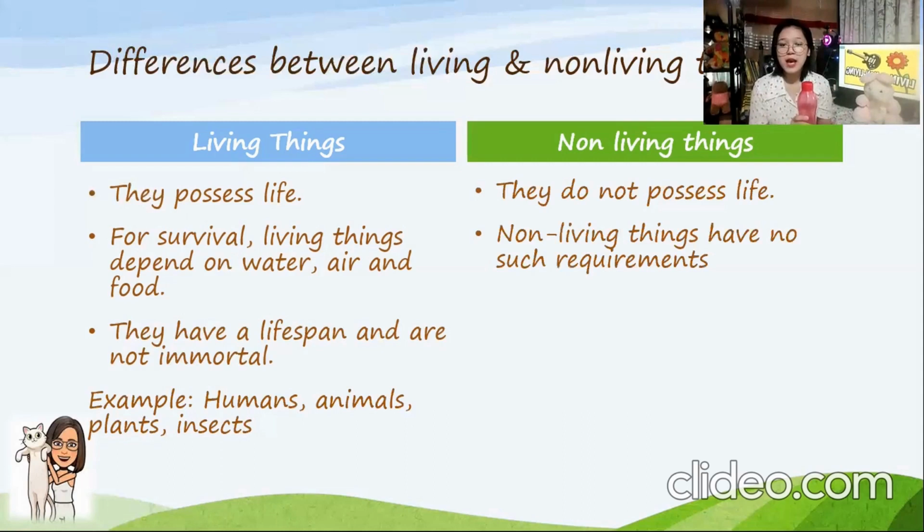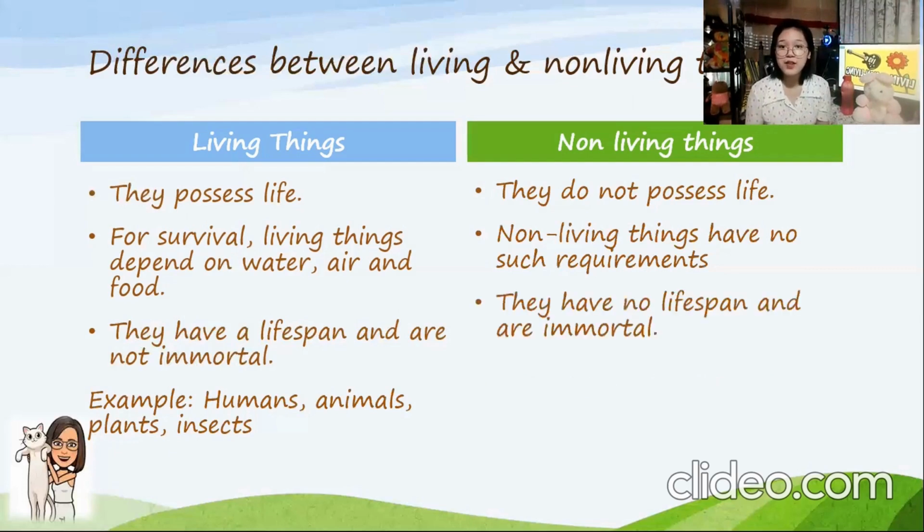Non-living things have no such requirements. As humans, living things, we depend on water, food, air, shelter. However, the non-living things depend on nothing. They don't need water, they don't need food, they don't need air, they don't need shelter. And non-living things have no lifespan, and they are immortal.